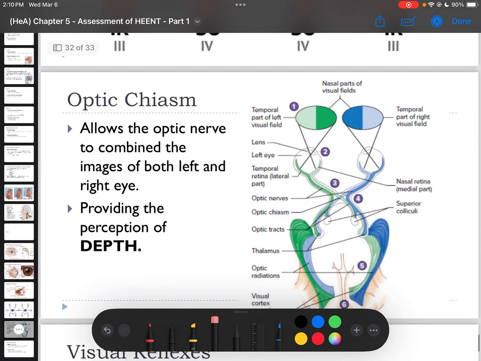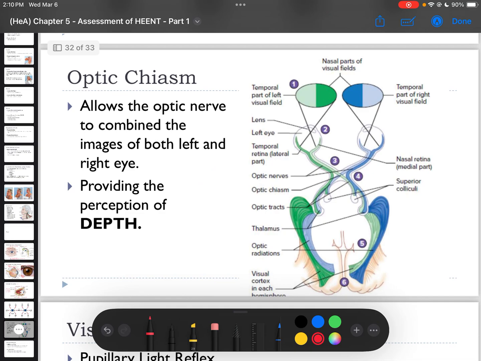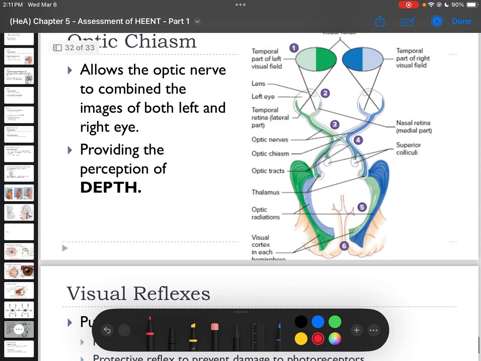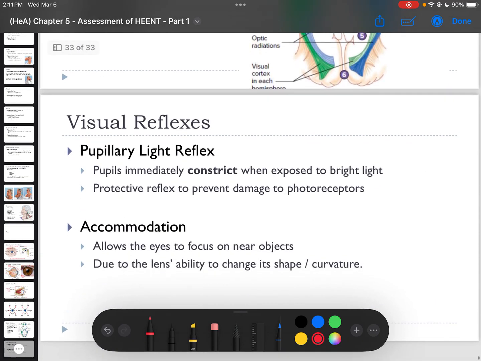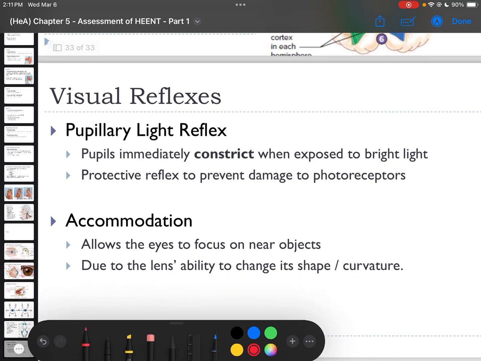Now, class, next slide is the optic chiasm. I will not discuss this yet. I will just discuss it in the discussion about blindness, which is coming up next meeting. Okay? So, we will proceed with the last slide, our visual reflexes.